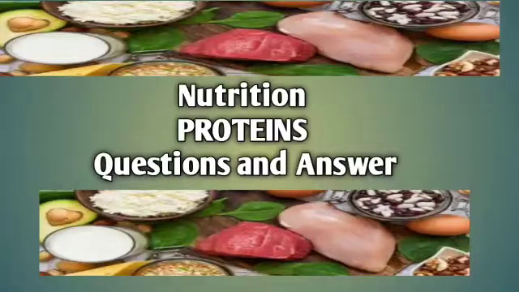Next, the majority of protein digestion occurs here in the small intestine. Single amino acids, dipeptides, and tripeptides can be absorbed into the mucosal cells of the small intestine.